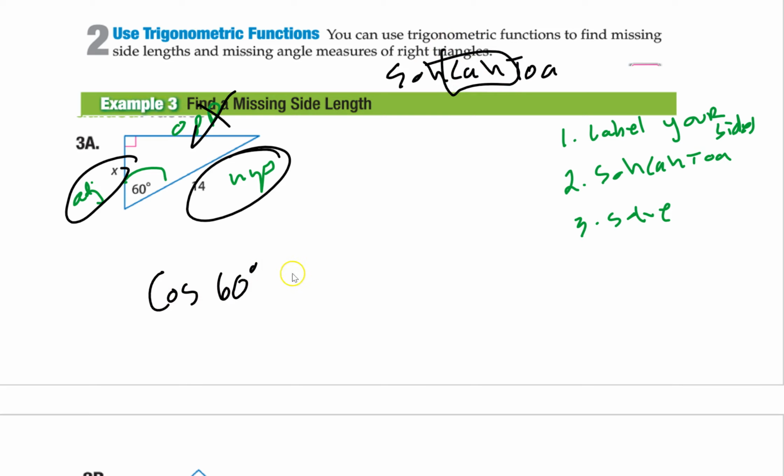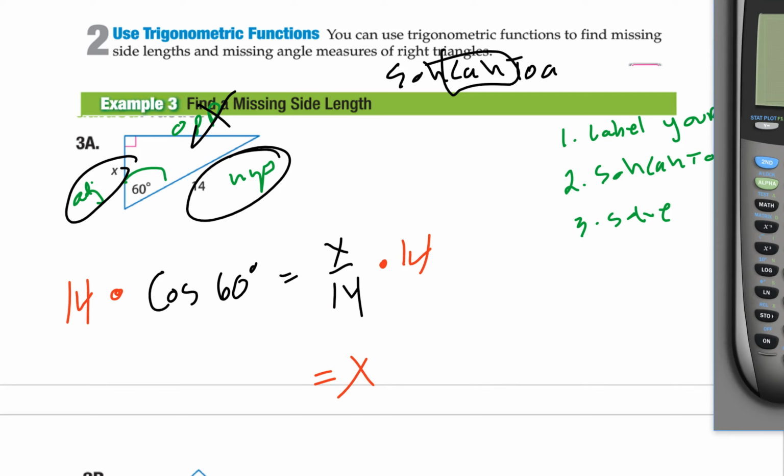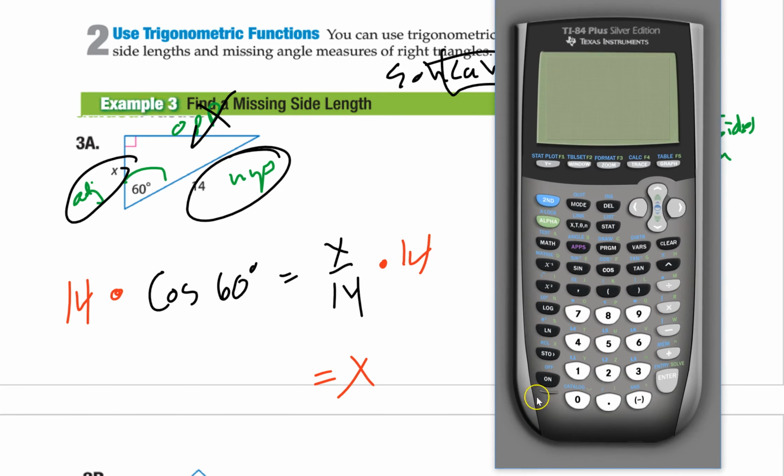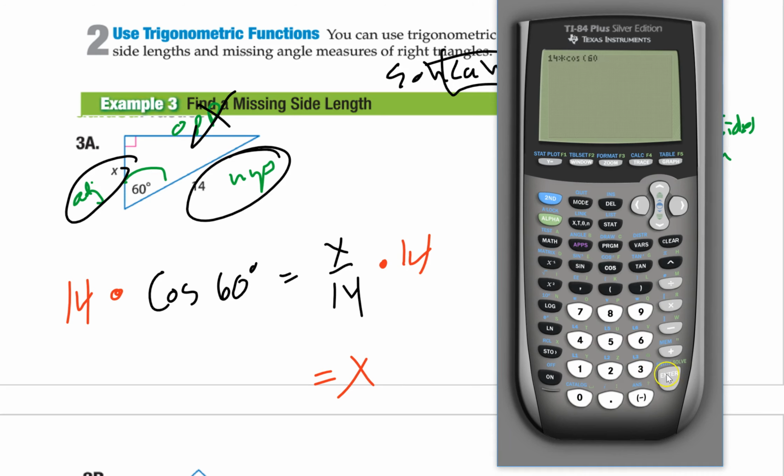Cosine of 60 equals adjacent over 14, x over 14. So, multiply both sides by 14. And you're going to get x equals, now let's put in my calculator. Gotta turn this on. I get 14 times cosine 60. Let's say right now this is going to be the wrong answer because I believe I have it in radians. Okay, whatever. I don't know what's going on there. Oh, I'm going to put 14 times cosine 60.